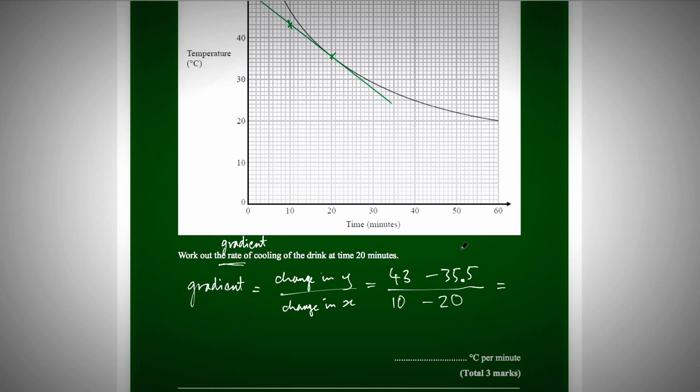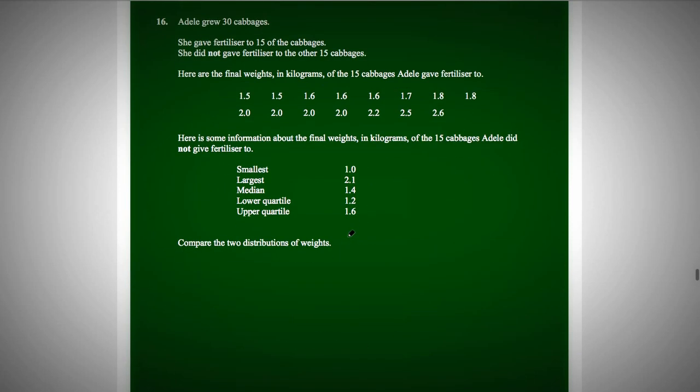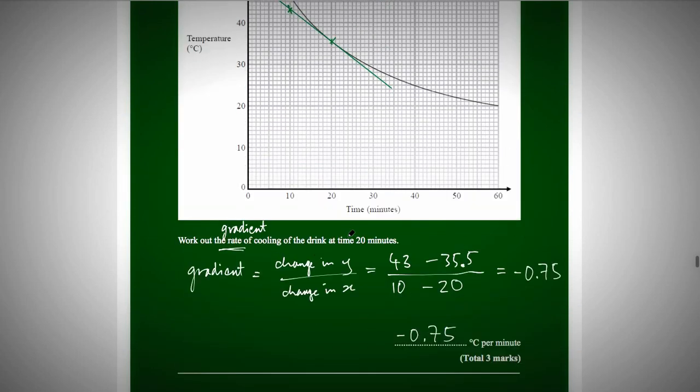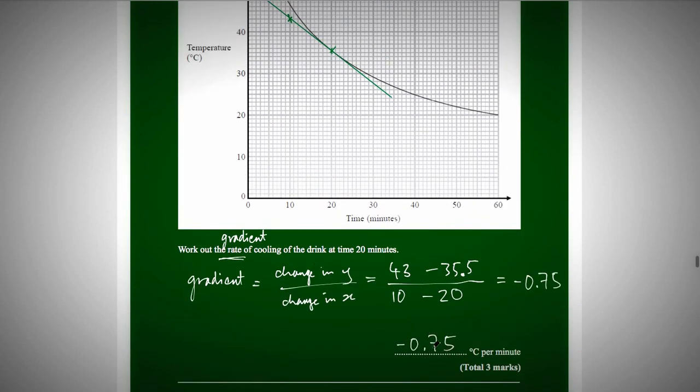So 43 minus 35.5 divided by minus 10 gives me minus 0.75, which is a gradient. Minus 0.75 degrees centigrade per minute. So minus 3/4 of a degree centigrade per minute. 3/4 would be a suitable answer there as well. With that question, it's likely that your answer will not be exactly that. The mark scheme allows for a certain range of answers.